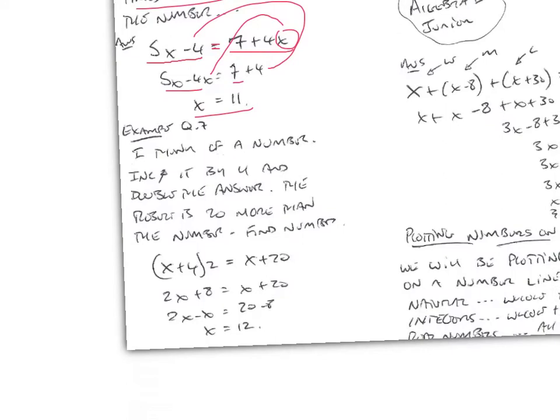Or similar ones. Okay, I think of a number, it's question 7. I think of a number, I increase it by 4 and I double that answer. The result is equal to 20 more than the number, so it's that number plus 20. So 2x plus 8 is equal to x plus 20. 2x minus x is 20 minus 8, x is 12. That's the number I was thinking of.